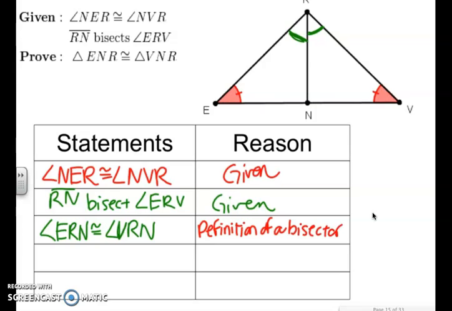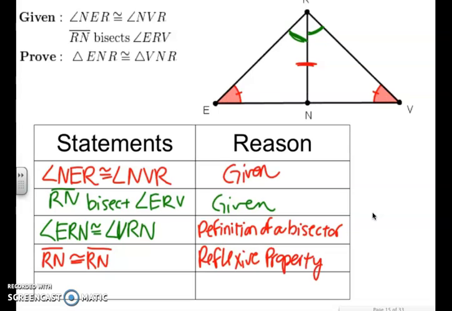Okay, all right, so I need one more mark, and I know that this mark right here, I'm going to say RN is congruent to RN. Again, you could say NR, but that's going to be the reflexive property. Okay, so now that I've got three marks, I know that that is going to be angle, angle, side.